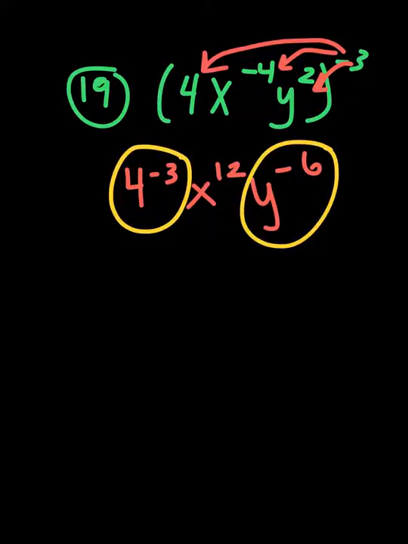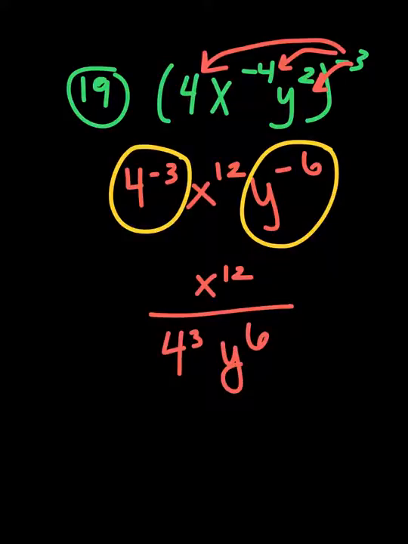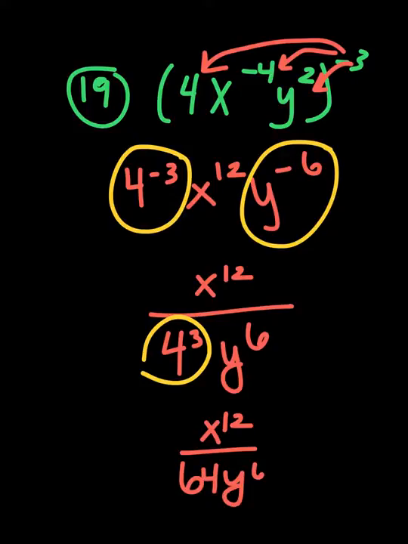If I look through, the ones that are sad are the 4 and the y. X to the 12th is going to stay in the numerator because it has a positive exponent, but 4 to the 3rd will be in the denominator and y to the 6th. I finish up by working out what 4 to the 3rd is, which is 64. So my final answer is x to the 12th over 64 y to the 6th power.